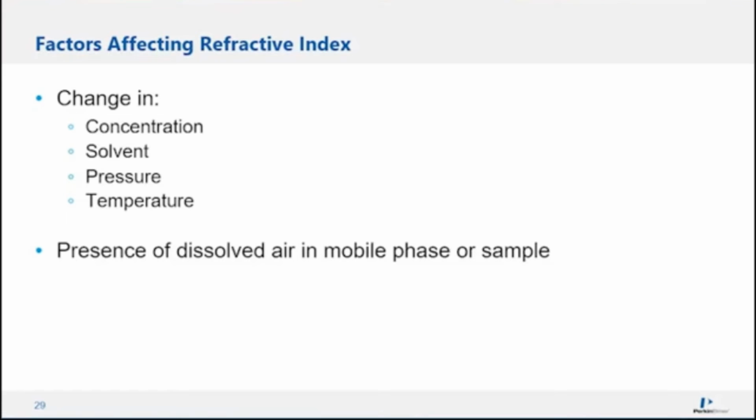Drastic changes to the ambient conditions where the instrument is present will have a negative effect on the quality of the analysis. The reference cell typically needs to be purged daily to ensure that the mobile phase composition in the sample cell and reference cell are equivalent to each other to ensure the quality of your analyses.